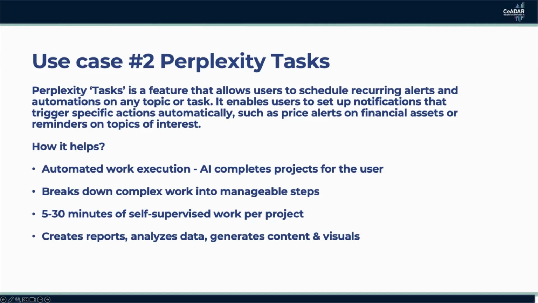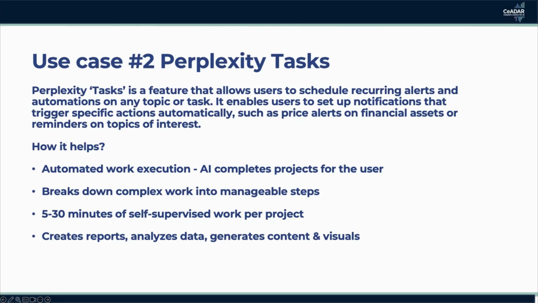So let me just break down into a very simple flow how this works. When you assign a task to Perplexity, it takes that complex work and breaks it down into manageable steps, just like if you or I would be doing some project planning. Then it goes on to work, automatically executing each step.